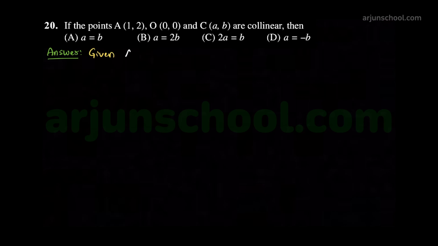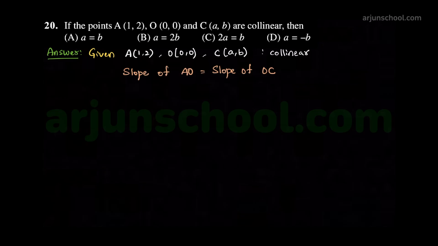We are given points A(1, 2), O(0, 0), C(a, b) are collinear. What are collinear points? Points that lie on a straight line. When points lie on a straight line, slope of AO should be equal to slope of OC. Now let us find the slope of AO.